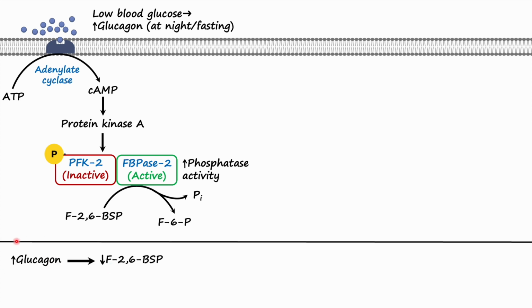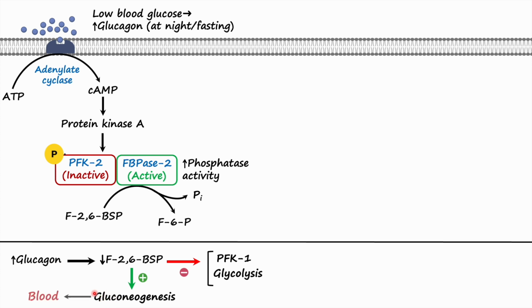So here you can see that when there is an increase in glucagon level in response to low blood glucose, it increases the phosphatase activity, and the increase in phosphatase activity reduces the level of fructose 2,6-bisphosphate. Therefore, fructose 2,6-bisphosphate is not available to bind with PFK1 to activate glycolysis. Therefore, the glycolysis pathway is inhibited, and the decrease in fructose 2,6-bisphosphate is no longer able to inhibit the fructose 1,6-bisphosphatase enzyme of gluconeogenesis. Therefore, a low level of fructose 2,6-bisphosphate activates gluconeogenesis, and glucose, which is synthesized through gluconeogenesis, can then be released into the blood.